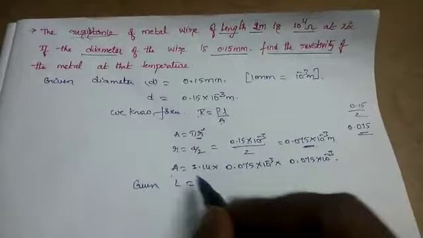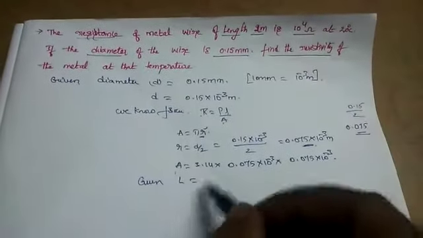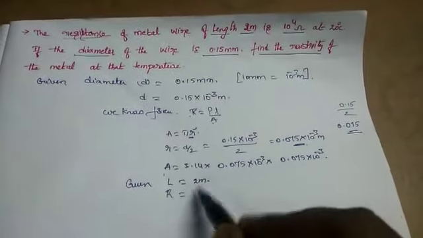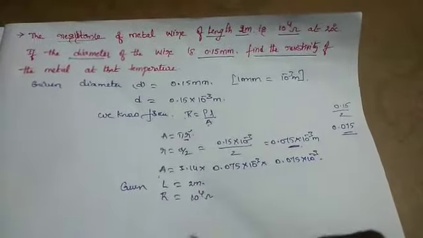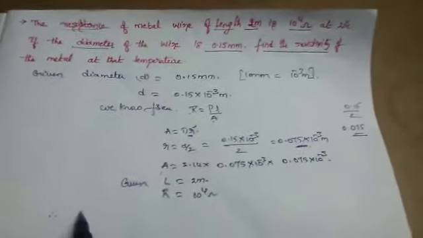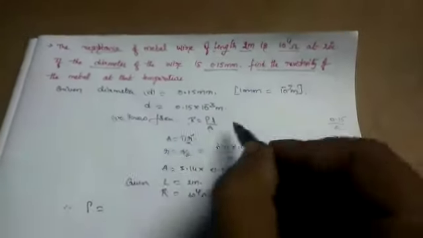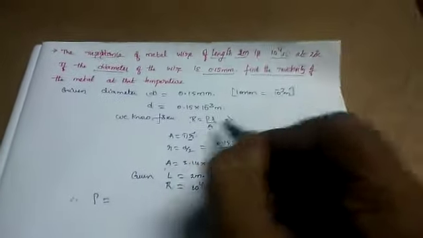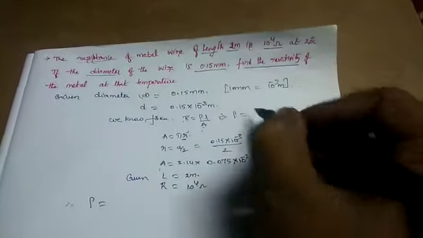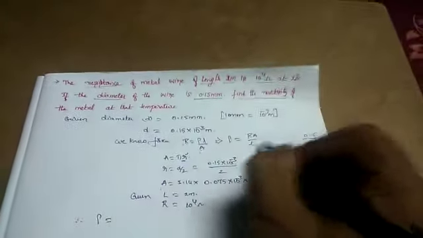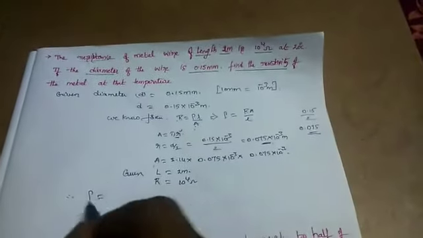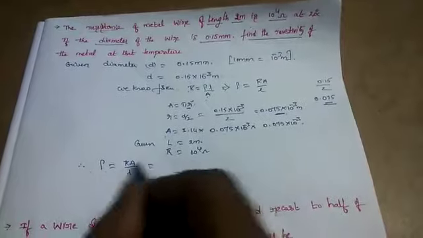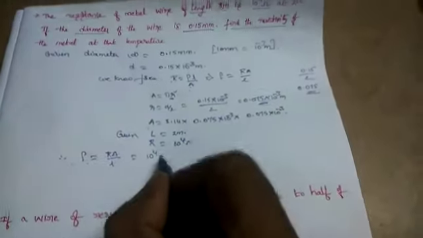Now already given, L is equal to how much? 2 meters. Now R is equal to resistance, 10 to the power of 4 ohms. Now find resistivity. Rho is equal to, see here, R is equal to rho L by A. That implies rho is equal to RA by L. Therefore rho is equal to RA by L. So we know R is equal to how much? 10 to the power of 4 into A.